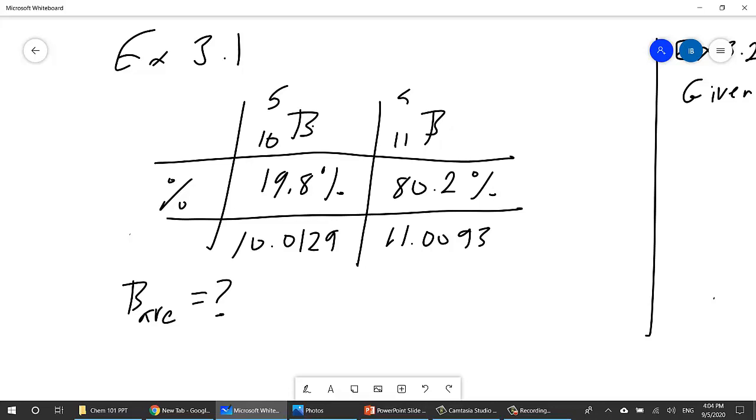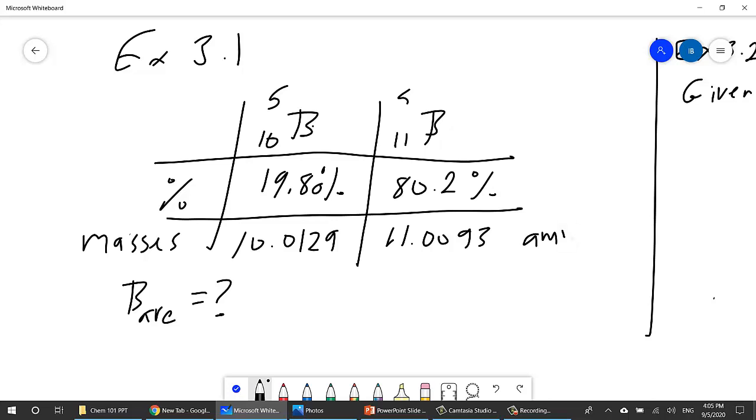So this is a simple question. I just organized my work here. I have boron 10 and boron 11 in the table, and I have the percentages in nature, 19.80% and 80.2%, and we also have their exact masses. Boron 10 has a mass of 10.0129 AMU, and boron 11 has an exact mass of 11.0093 AMU.